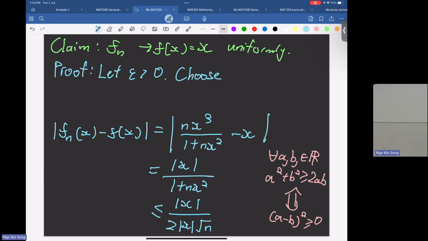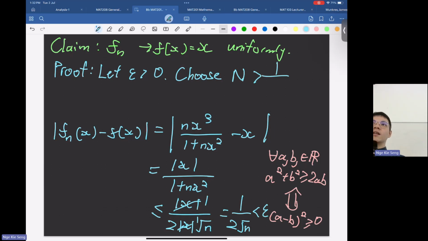So in this case, it is good. Why is it good? Because I'm left with something that is 1 over 2 square root n. As long as I make this number less than epsilon, then we are good. So how to make this less than epsilon? I need to pick n greater than 1 over, you tell me, how should I pick my n? 1 over 4 epsilon squared, good.